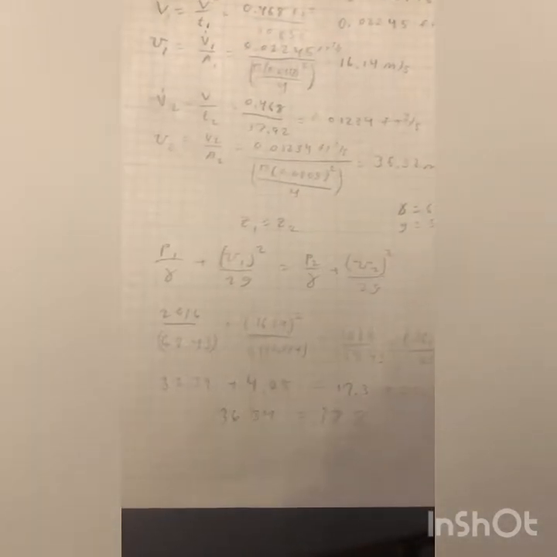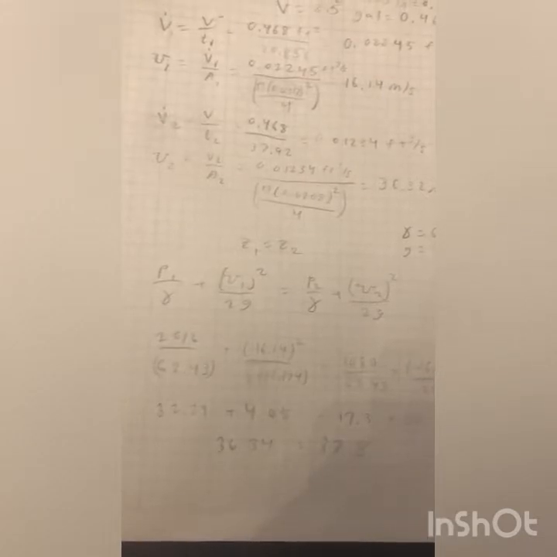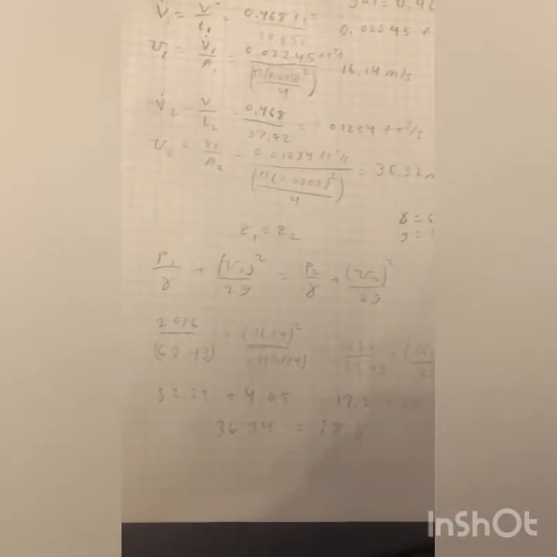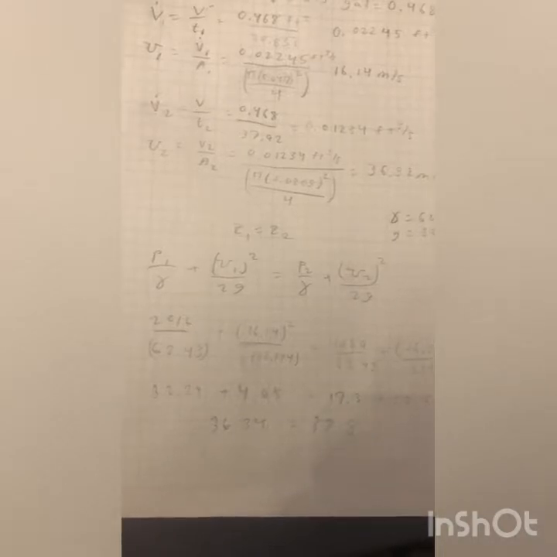And here we have our Bernoulli's. The height was the same, Z1 is equal to Z2, so they cancel out. So we're left with P1 over gamma plus V1 squared over 2 times gravity equals P2 over gamma plus V2 squared over 2g. Plug in all of our numbers. For feet and pounds, gamma is 62.43 and our gravity is 32.174. If we plug everything in, we figure out that side 1 is equal to 36.34 and side 2 is equal to 37.8. Those are really close numbers.